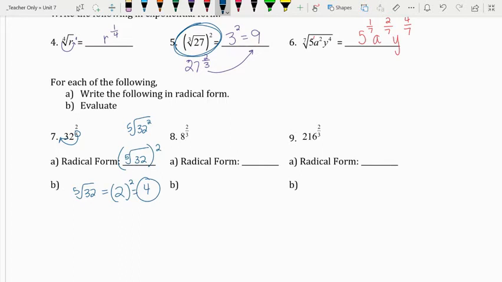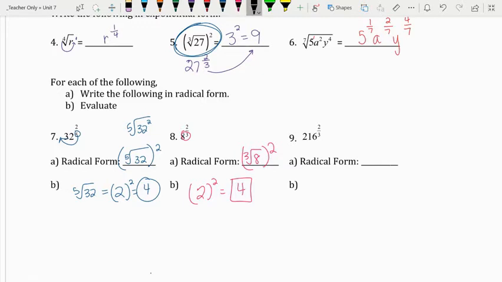I'm going to continue doing it this route. Okay. So for this one, take the 3, throw it in front. So we have the third root of 8 and then squared. Well, the third root of 8 is 2, and 2 squared is 4. So we're back at 4 again.